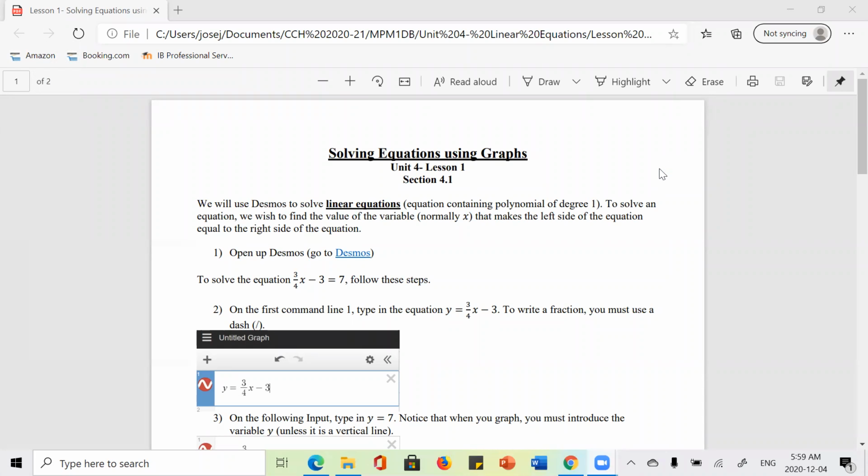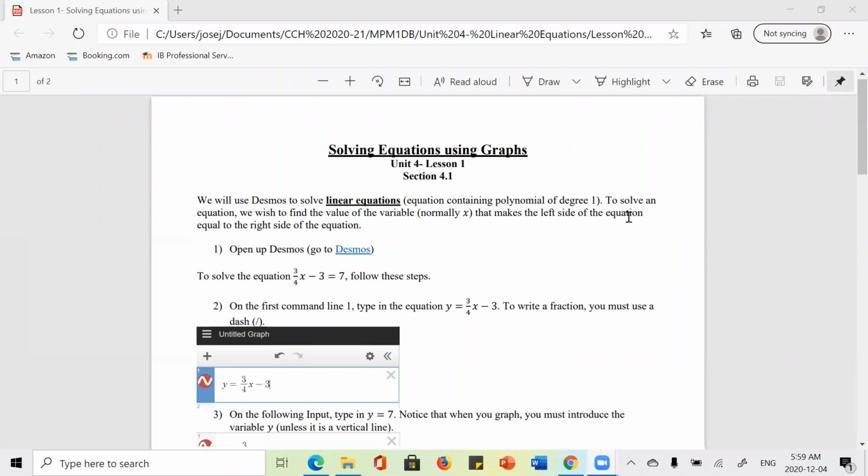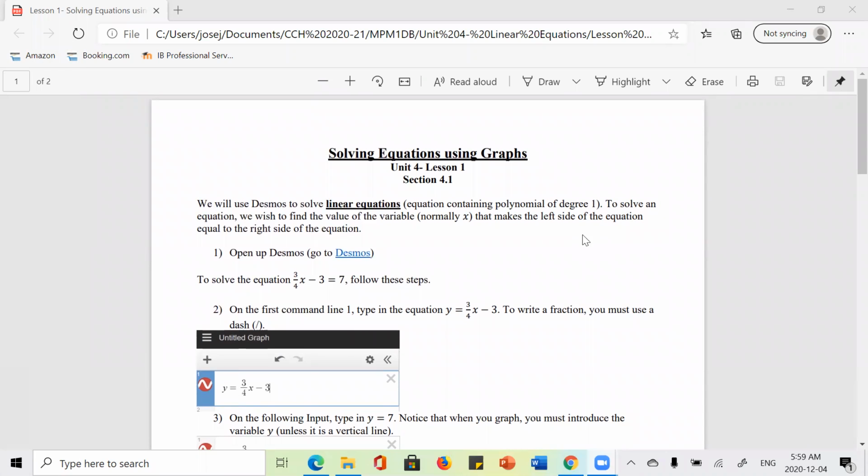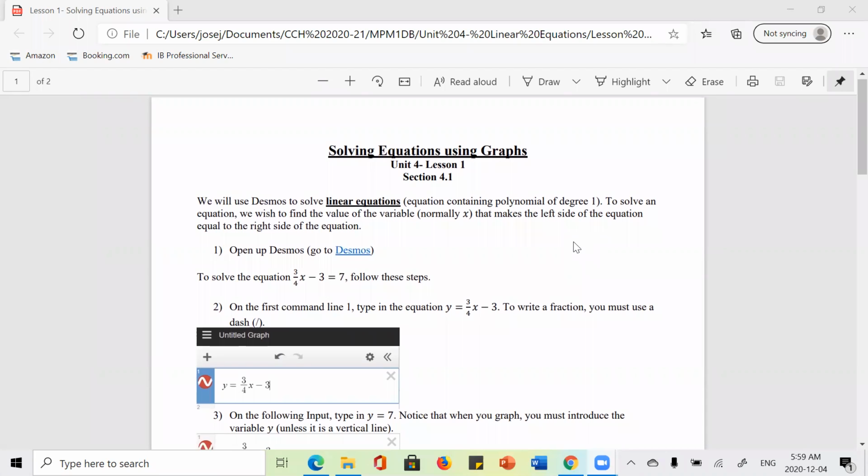This handout should be pretty self-explanatory. It shouldn't be too difficult to do on your own, but I just want to go over the parts that I think you might have a bit of difficulty with. It's this file saved under PDF, and I believe I put a link here to Desmos.